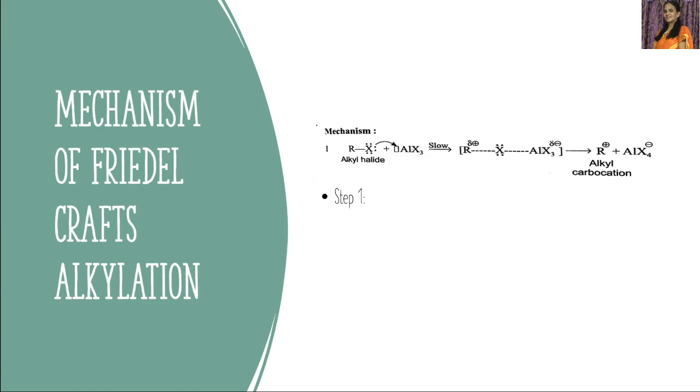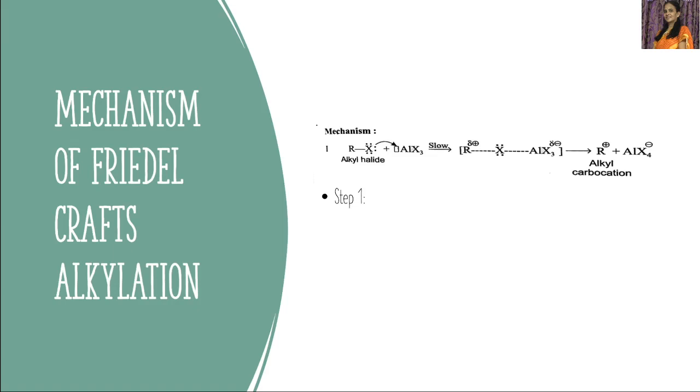So initially what happens? See, this is the transition state where a bond is present in between R and X and AlX3. Slowly, as the reaction proceeds, the bond between this R and X breaks and a bond between this Al and X is formed. So here a new bond is generated, here the old bond is broken. Then what do we get?